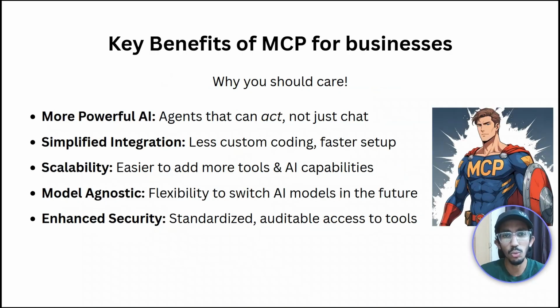This all sounds cool, but what are the key benefits of MCP specifically for businesses? Why should you care? First of all, more powerful AI. This is huge. Your AI agents can actually act on information, not just chat about it. They can execute tasks. Simplified integration, so it means less custom coding, which equals faster setup, lower development costs, and easier maintenance. It offers scalability. It becomes much easier to add more tools to your AI's arsenal and expand its capabilities as your business grows.